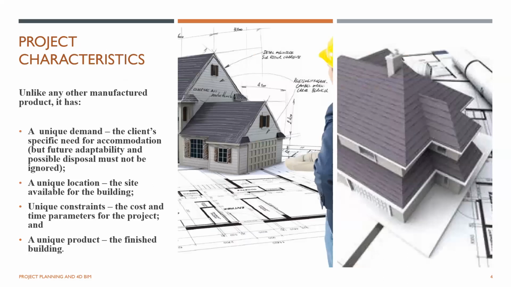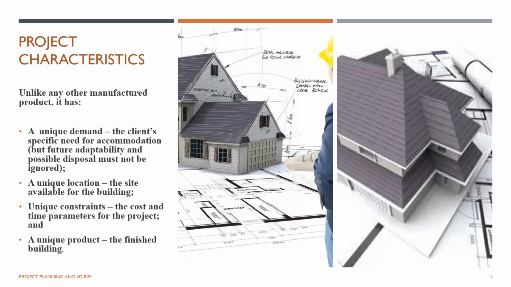Next, when we discuss the characteristics of a project, I already told you that the construction industry is very different from other industries. We have particular characteristics that I have mentioned here: unique demand, unique location, unique constraints and a unique product. A construction project especially is initiated with the requirement of the client. According to his requirement, we start a project, so there is a unique demand. Without his requirement or his demand, there is nothing called a project.